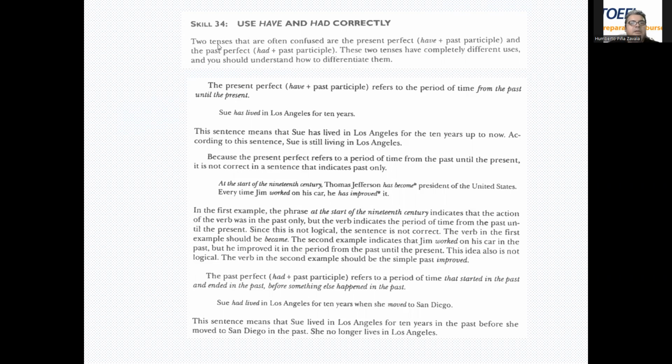Two tenses that are often confused are the present perfect, have plus the past participle, and the past perfect, had plus the past participle. These two tenses have completely different uses, and you should understand how to differentiate.